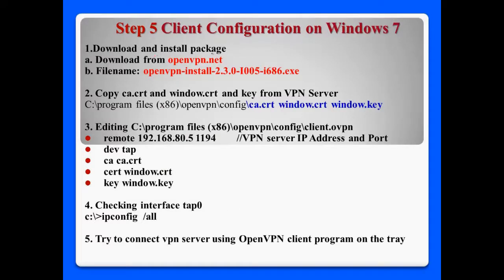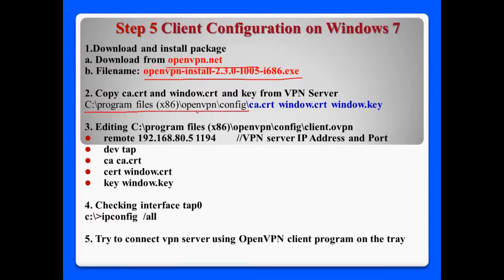Okay, step 5, client configuration of Windows. Number 1, download the install package from this website, openvpn.net. Here, we need to copy this file, openvpn install. So if we are successful to install this one, normally the openvpn files we can find here.